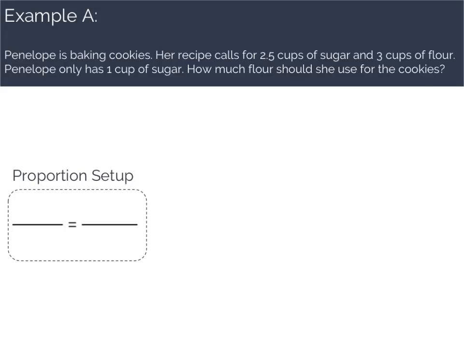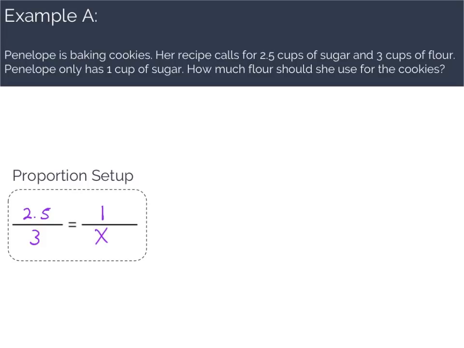The thing that we know right now is that we have 2.5 cups of sugar to 3 cups of flour. Notice I kept the recipe on one side of my proportion, so on the other side I have what she's actually got to work with, and she's got 1 cup of sugar. It's important to keep the sugars lined up. So I've got 2.5 cups of sugar on the top on one side, and 1 cup of sugar on the top on the other side. Then I don't know how many cups of flour that's going to be, so that's going to be my X.